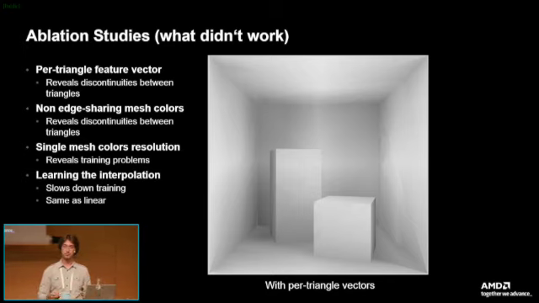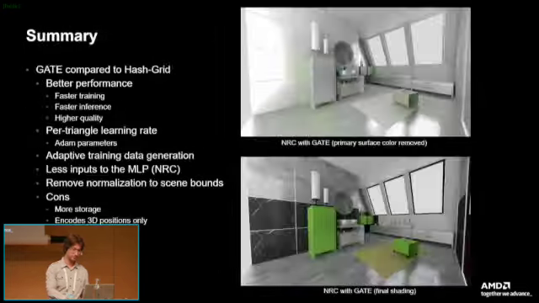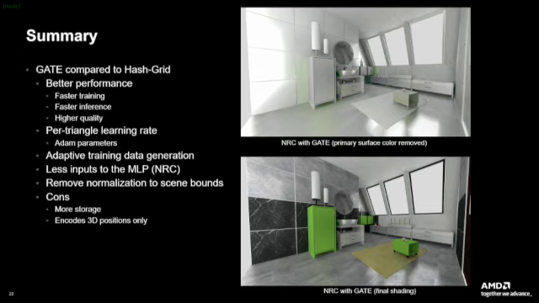Well, turns out the best way is the linear interpolation almost always, and it just takes ages to learn, so that didn't work. So the summary: we achieve better performance. We can do nice things like per triangle learning rate and adaptive training data generation. We have a simpler MLP because of fewer inputs. We remove the problem of normalization of input to the scene bounds, but we do require a lot more storage, and we are limited to 3D positions on the geometry.